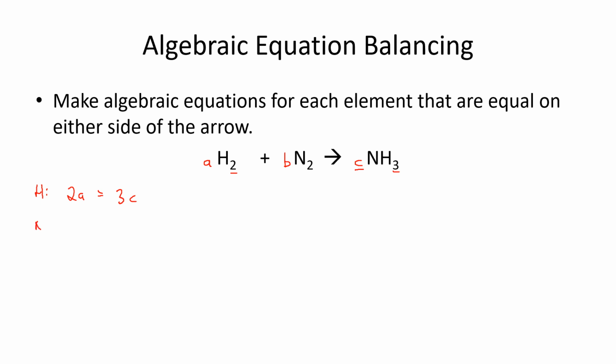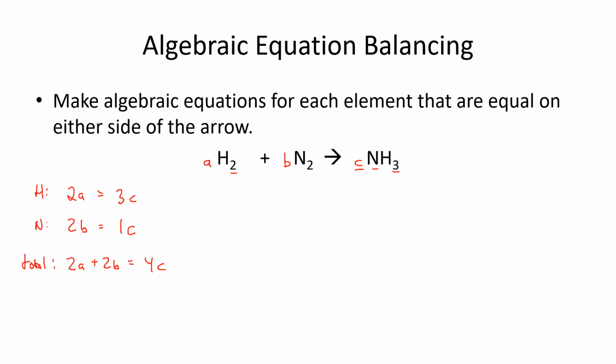And then for nitrogen, we can do the same thing. We know that 2 times whatever B is has to equal 1 times whatever C is, right? Because there's only one nitrogen on the other side. And then you can make a total one for all atoms. Sometimes you'll need this, sometimes you don't. And so we can say 2 times A plus 2 times B has to equal, this is 3 plus 1, 4 times C. And that would give us all of the atoms altogether.